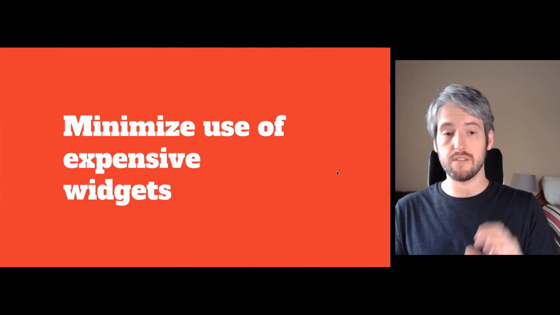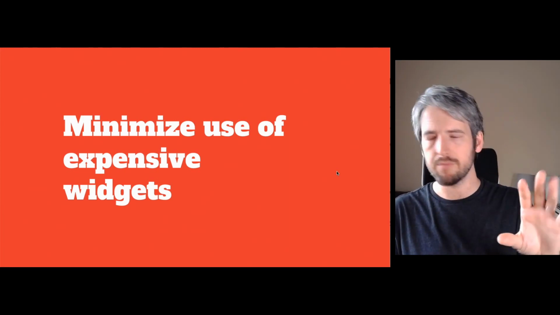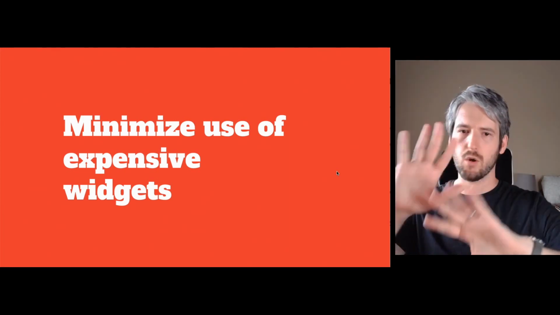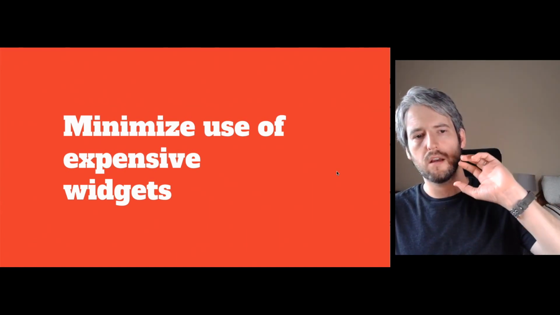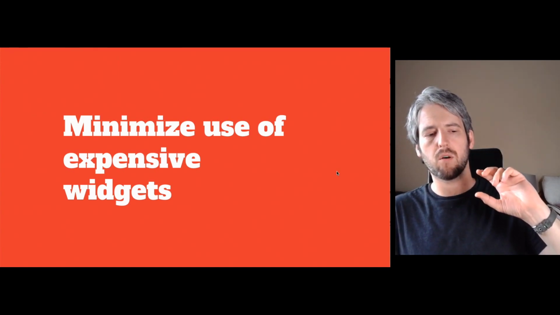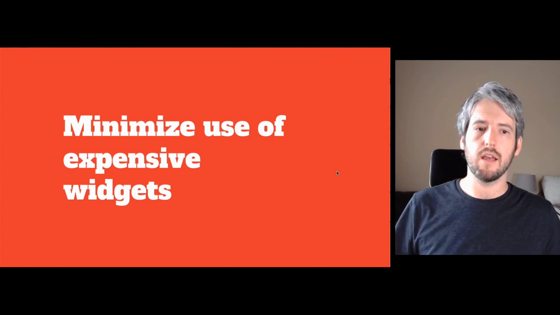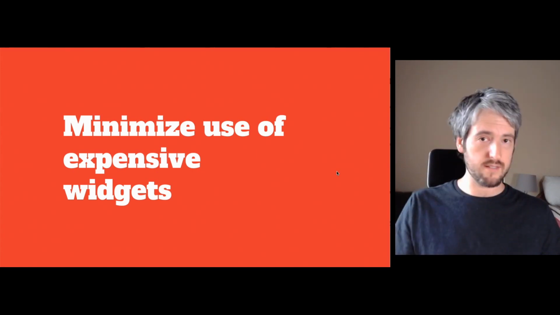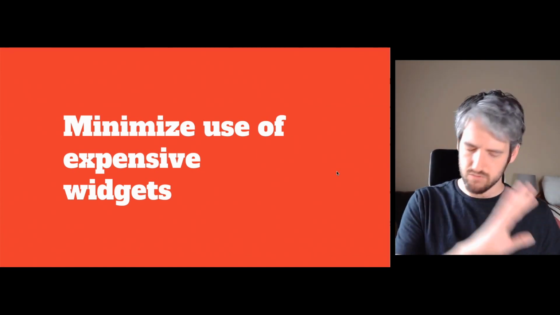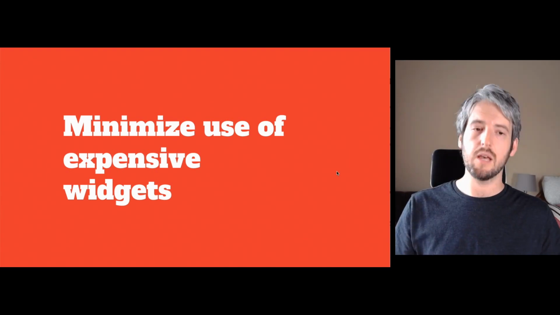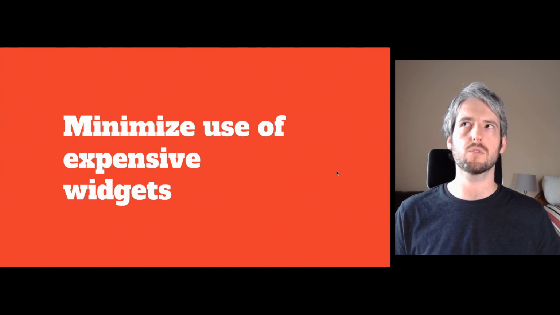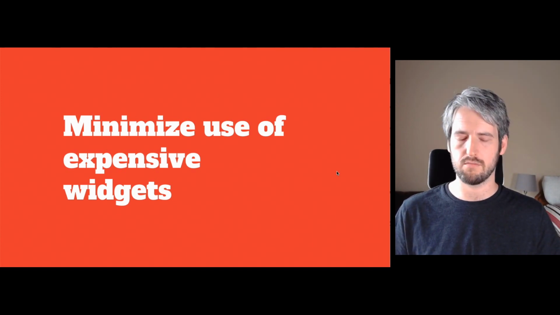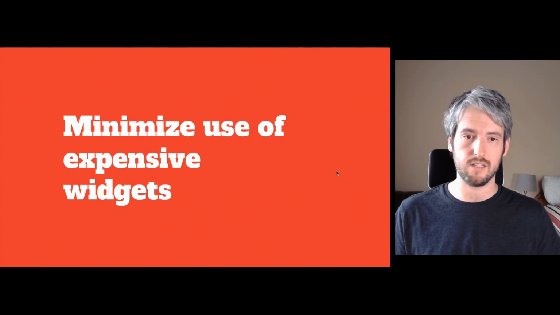Minimize use of expensive widgets. There are some widgets, like blur or lots of overlapping shadows, and we'll get to those, that are just a lot of work for the raster thread. You can still use them, and they're used all over the place and it's fine, but if you overuse them, then you might get into performance trouble. So it's good to understand what's going on and how some widgets are not created equal.